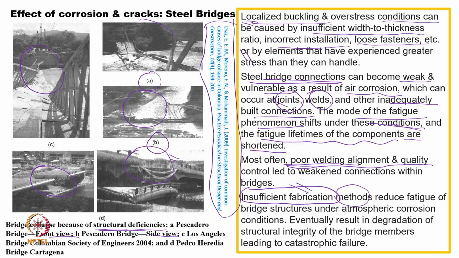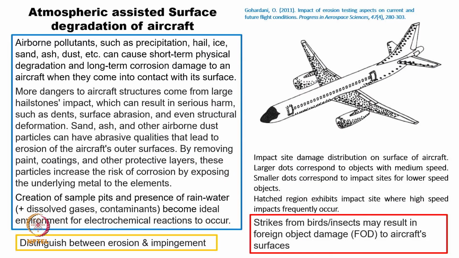So, static design is good, but dynamic design is going the wrong way. As I mentioned, the strength will come down, the stress will increase, the factor of safety will continuously come down, and that will cause a major failure. So, this is what we say: insufficient fabrication methods reduce the fatigue life of bridge structures under atmospheric corrosion conditions, and eventually it will result in degradation of the structure. So, the integrity of the bridge members will come down, leading to catastrophic failures. So, this is one of the, as I mentioned, the steel bridge.